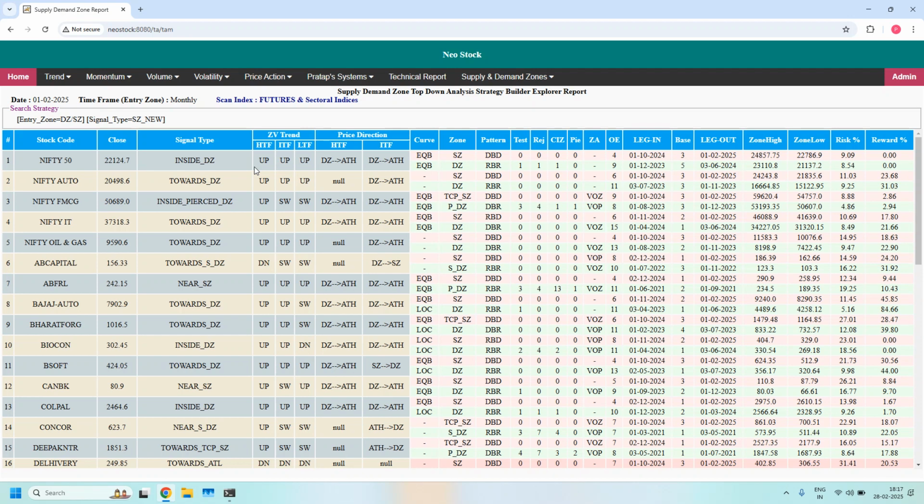Now the analysis will be changed because all these days, the earlier monthly demand zone that we were having was the all-time high monthly demand zone. Now a supply zone is created, with one leg in, 3 months base candles. This month we got the leg out candle.